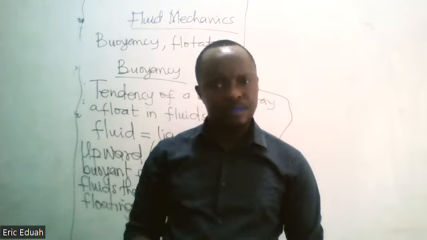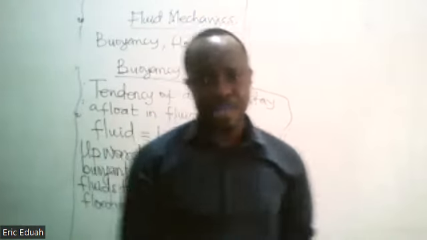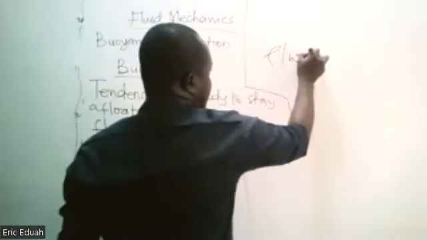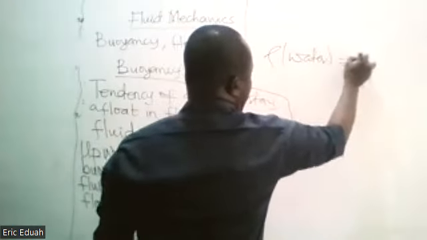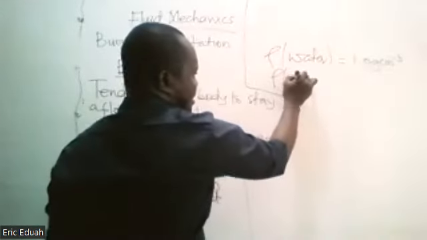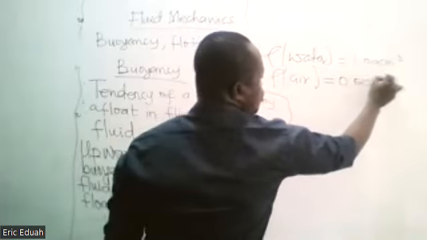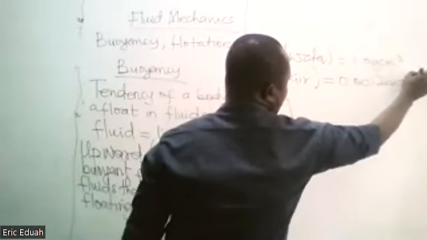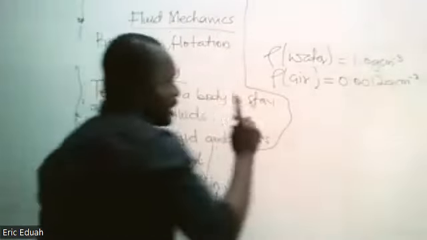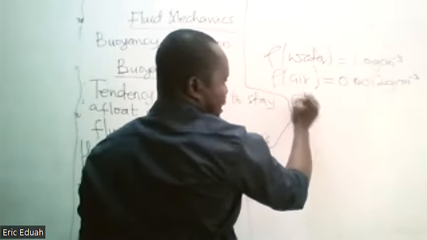Density of water, for instance, is 1.0 gram per cm cube. Density of air is 0.0012 gram per cm cube. Okay, density of nitrogen, which is one of the components of air.